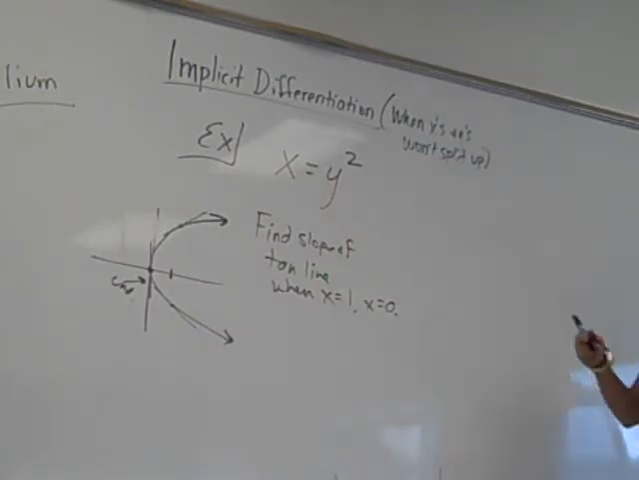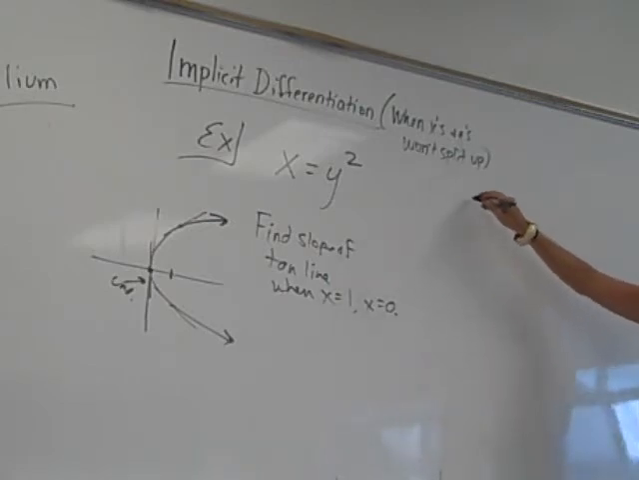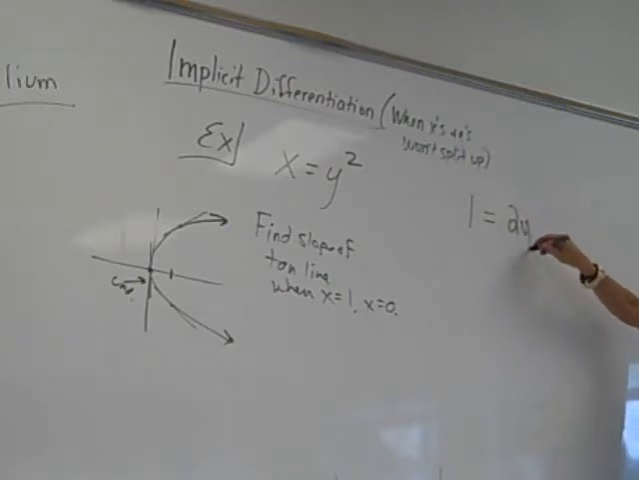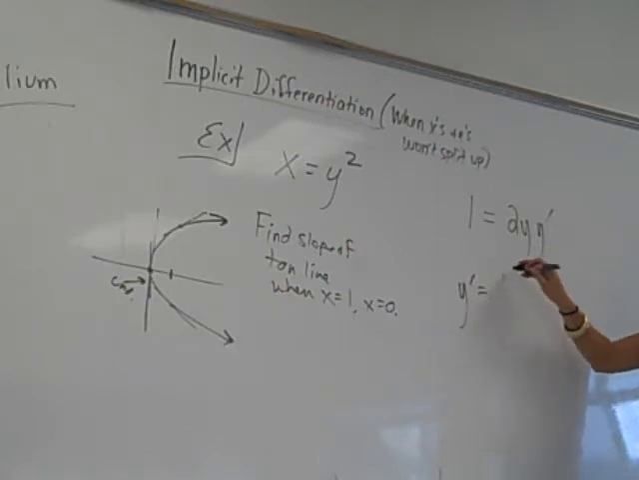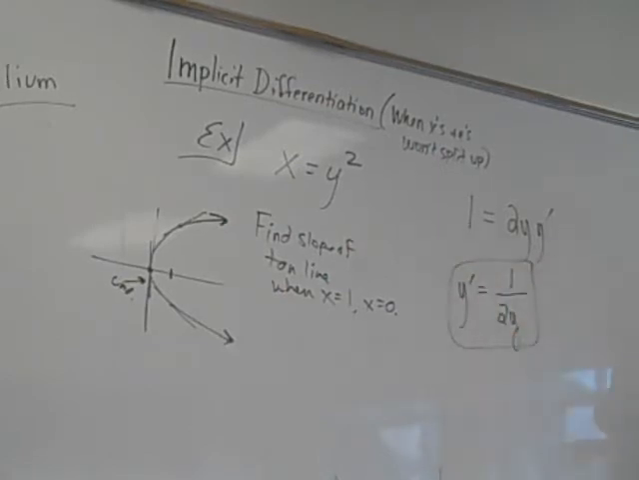So let's take the derivative. The derivative of x is 1. The derivative of y squared is going to be 2y times y prime. So y prime is 1 over 2y. Make sense? So I didn't even have to get that complicated with it. I took the derivative, and I don't have to factor out and stuff. It was just pretty easy. Y prime is 1 over 2y.